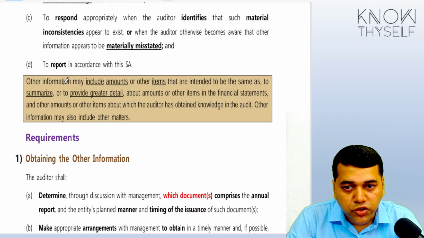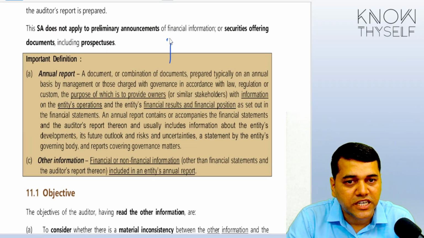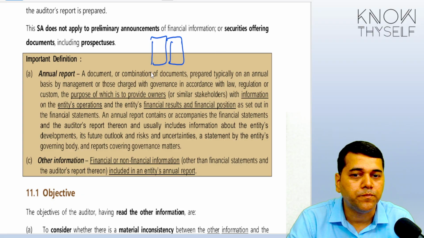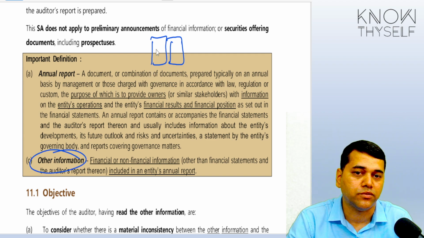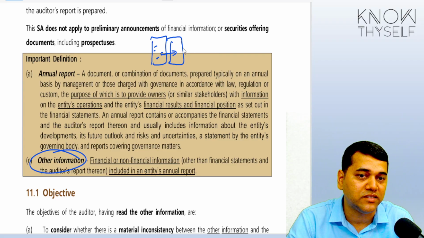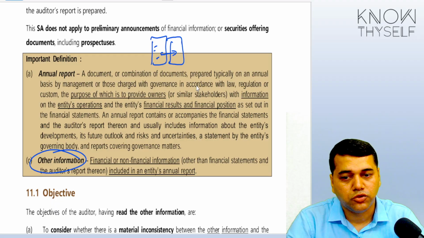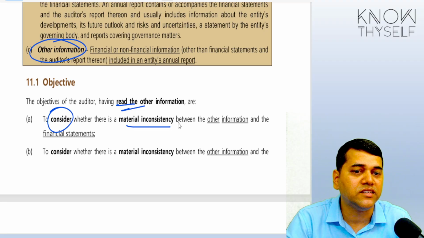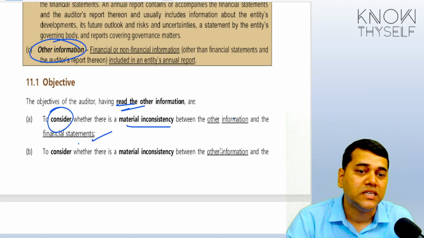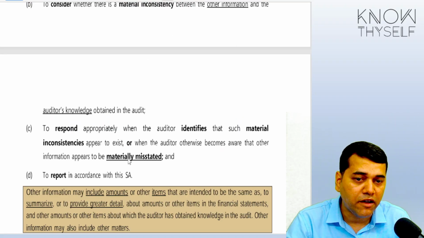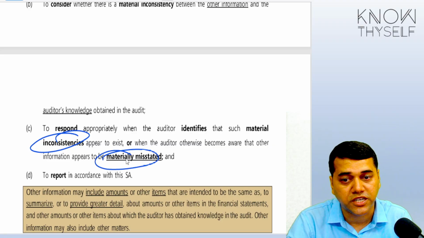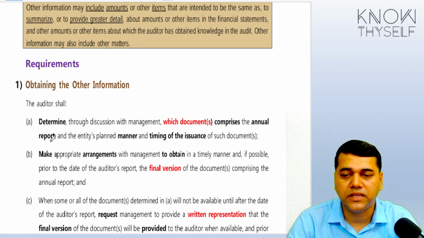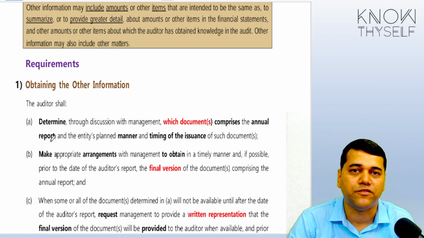Now, annual reports we were talking about, because when your financial statement and the annual report are combined together, because your financial statement is sitting in an annual report. In the annual report, there will be other information also. So many other information, and if there is any inconsistency, it will undermine your credibility. So your objective is to read that other information and check whether there is any inconsistency between that information and the financial statement, and between that information and your understanding. If you have identified any inconsistency or material misstatement, you have to respond appropriately and report it. Now, what are the requirements? The first requirement is to obtain that other information.